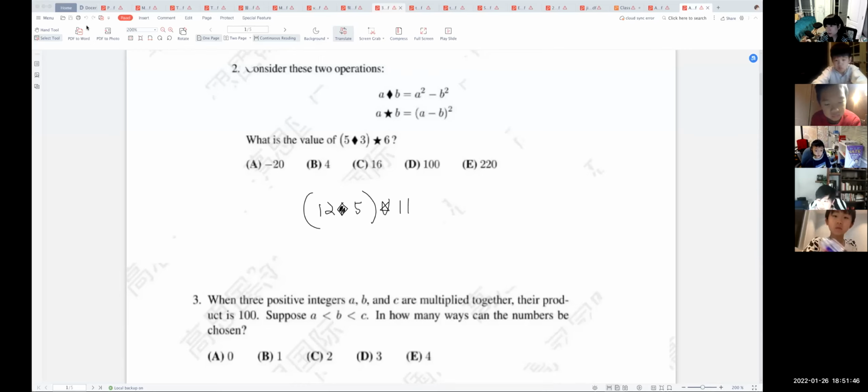Okay, so let's take a look at this one. This question is 12 squared, minus 5 and star 11. We have 144 minus 25, right? So this number star 11. So 144 minus 25 equals what? Equals 119. So minus 11 and square root.